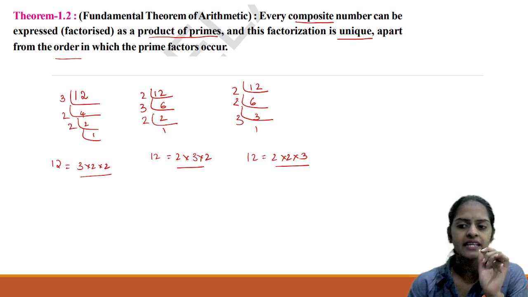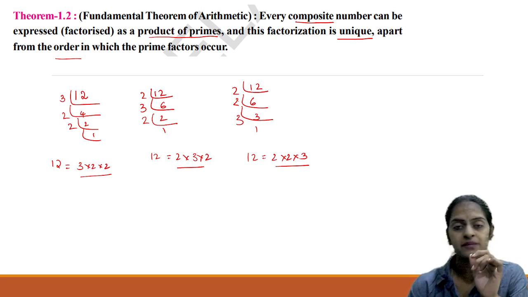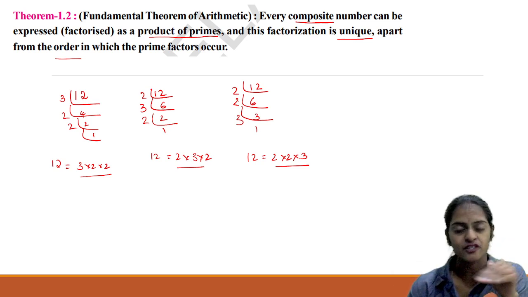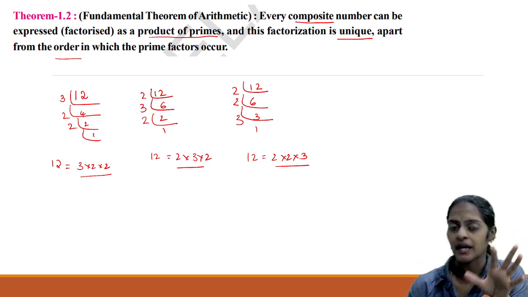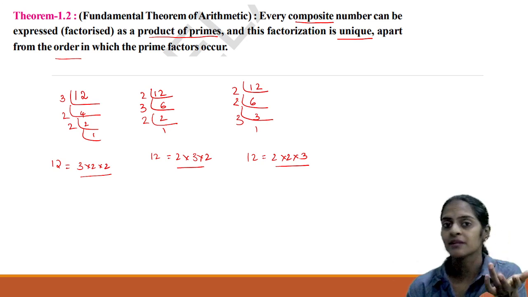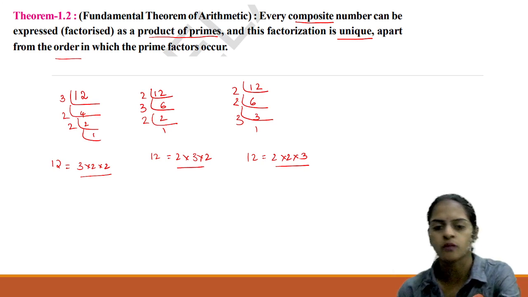Clear? So when I take a composite number, that particular composite number can be expressed as a product of prime numbers. And this prime factorization is unique, which means however you do it, you will get the same prime numbers. And the order can be different. Clear? This is nothing but the fundamental theorem of arithmetic.